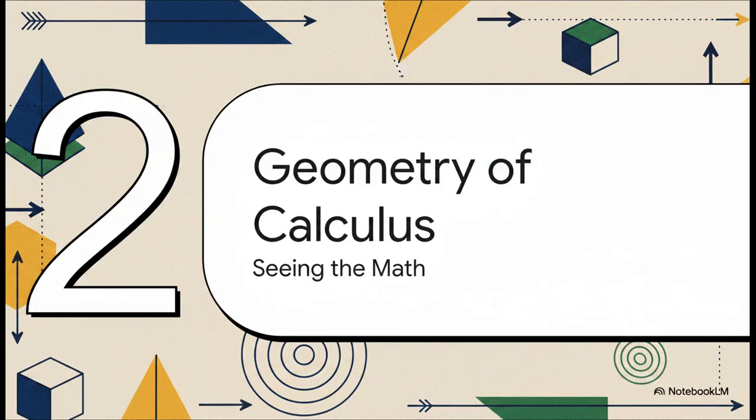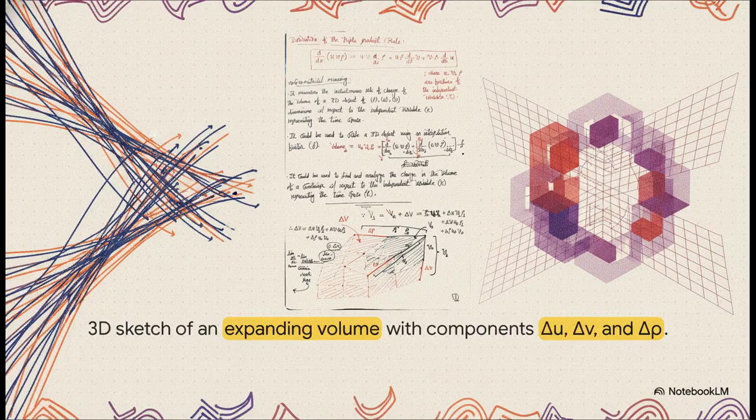Moving right along to section 2, the geometry of calculus, or how we actually see the math. Take a look at this incredible sketch. It perfectly shows us that taking a derivative isn't just about shuffling symbols around. It's physically stretching the length, width, and height of our container. Look at the original inner box there, and then check out the outer dotted lines representing the new expanded box. The changes are labeled delta U, delta V, and delta rho.